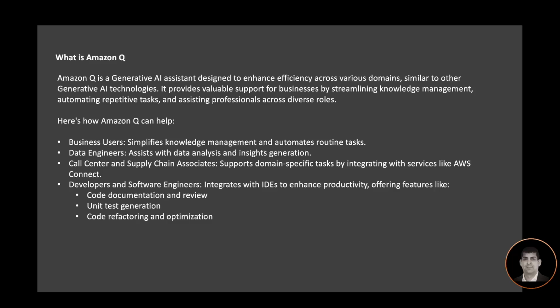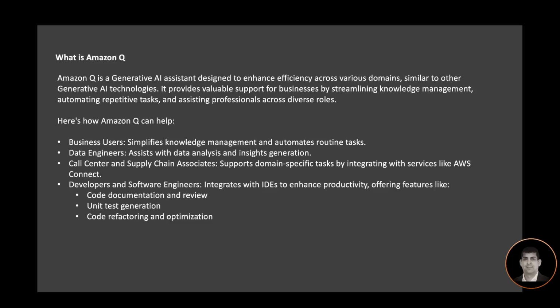Here is how Amazon Q can help. Business users can use Amazon Q to simplify knowledge management and automate routine tasks. Data engineers can use Amazon Q for data analysis and insight generation. Call center and supply chain associates can use Amazon Q for domain-specific tasks. There is a call center specific service, Amazon Connect, and Amazon Q can integrate with it to further enhance the experience and provide optimized customer service.